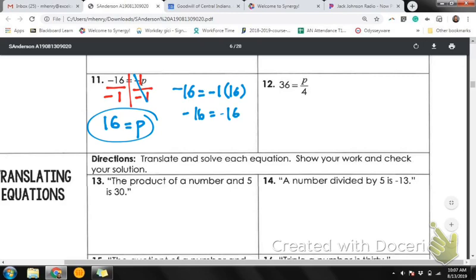Okay, let's do some translation. So number 13 says the product, and remember we already talked about what does product mean. Product means times. So we know we're going to do multiplication, however you want to write that, times or your little dot. A number and 5, what do we use for a number? A, B, C, D, all the way through Z, whatever you want. Is, there's my is, which means equals, right? Is 30. So the product of a number and 5 is 30. So we know that something equals 30, right? We know that.